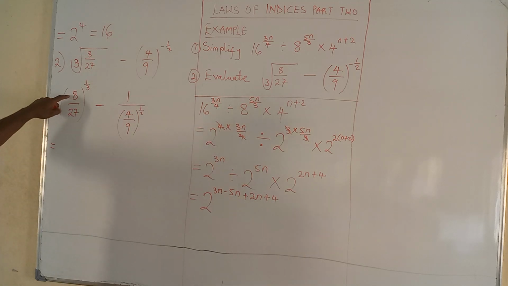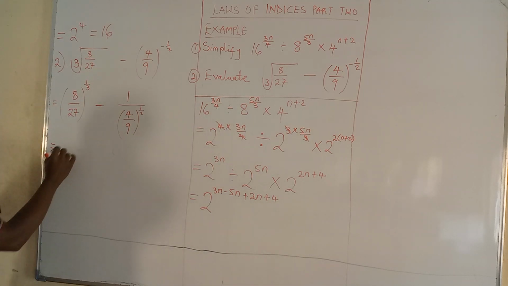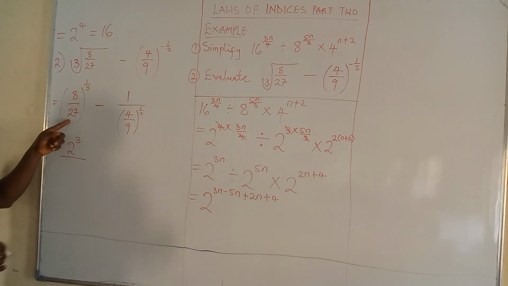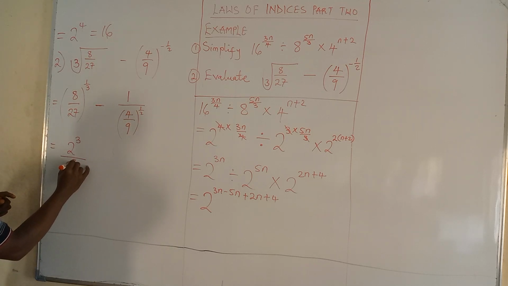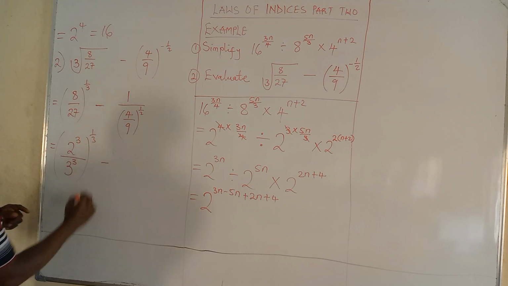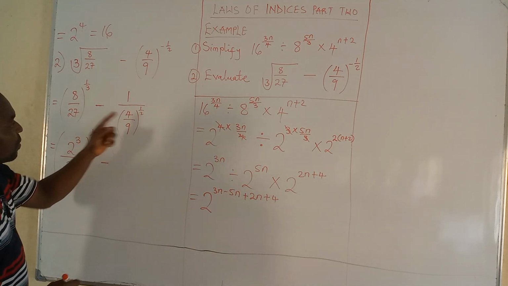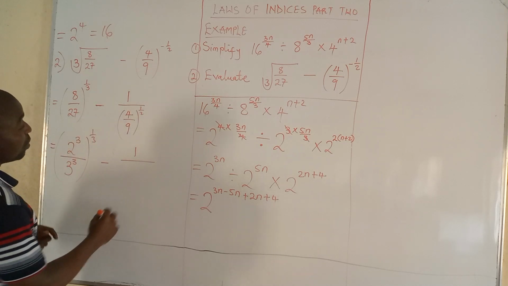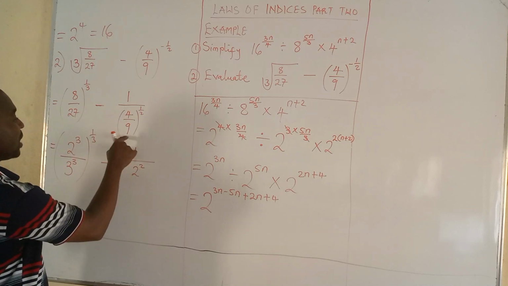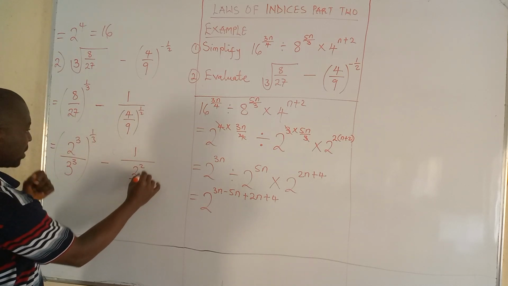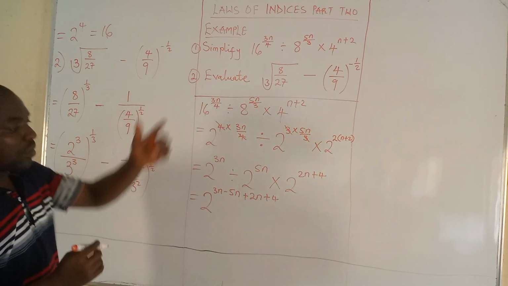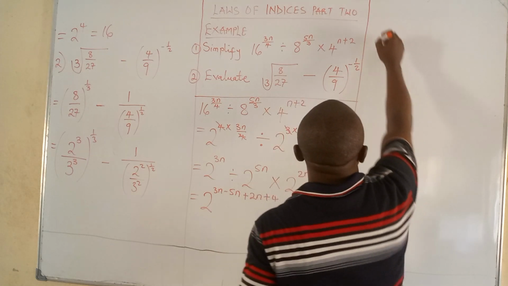And so 8 is the same thing as 2 raised to power 3. 27 is the same thing as 3 raised to power 3. And then there is power 1 over 3 minus 4, which is the same thing as 2 raised to power 2. 9 is the same thing as 3 raised to power 2. Then there is power 1 over 2. I'll continue this other side.